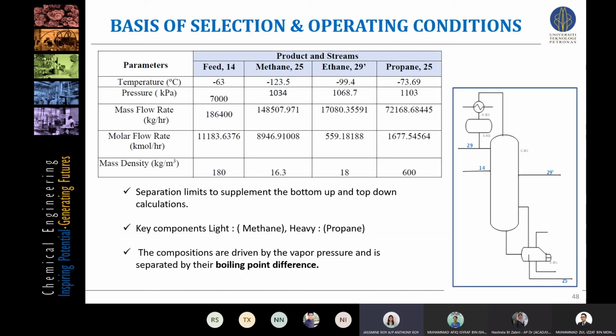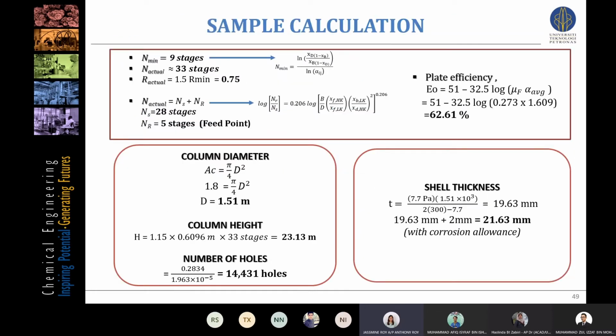These are the operating parameters of the column, where the volatilities are taken into consideration with respect to the stage compositions of the light key and the heavy key components. The compositions are driven by the vapor pressure and are separated by their boiling point difference. These are some of the sample calculations I've included.